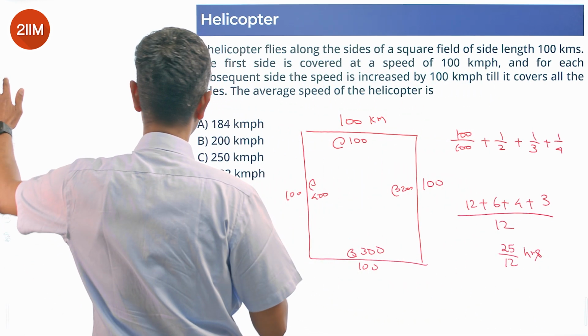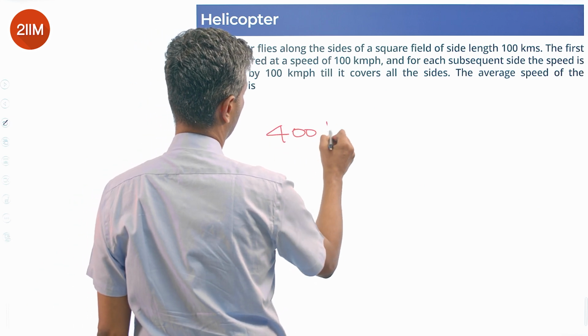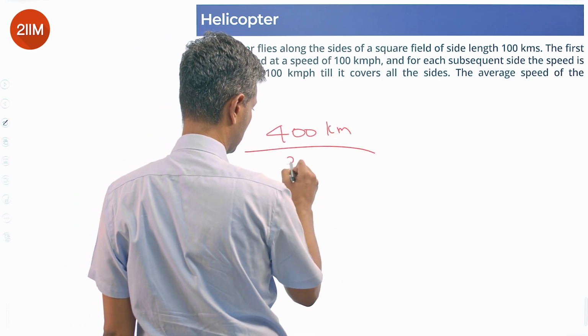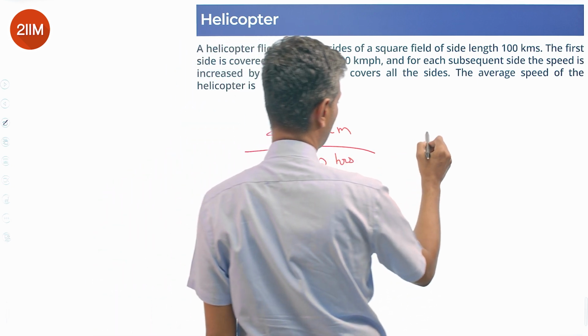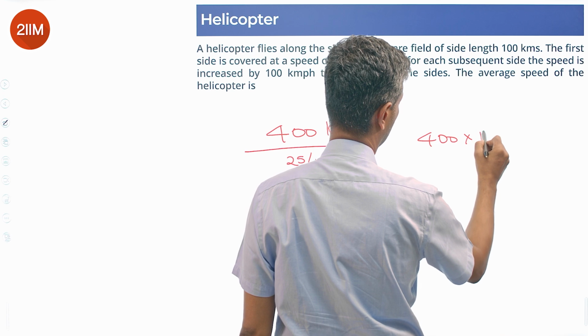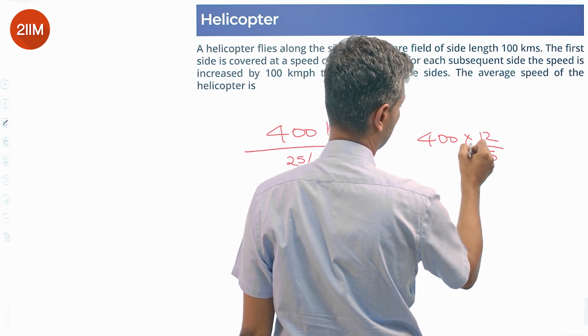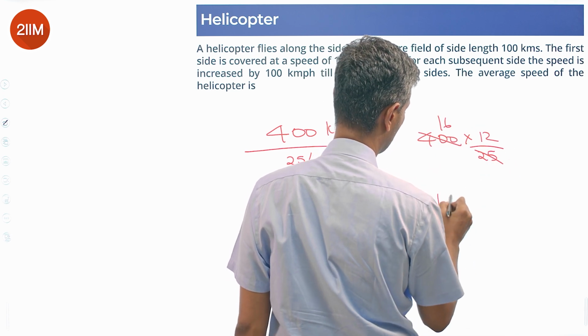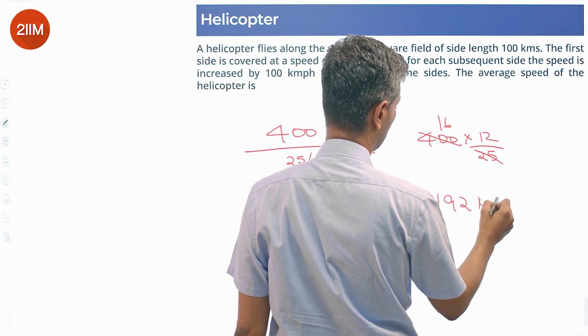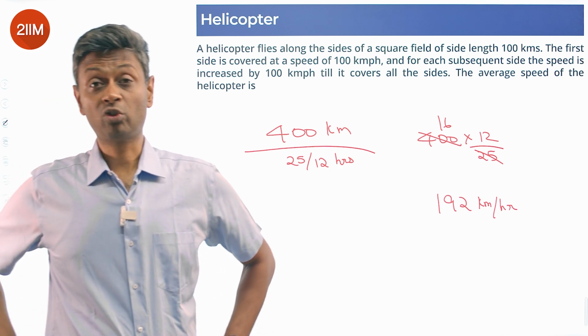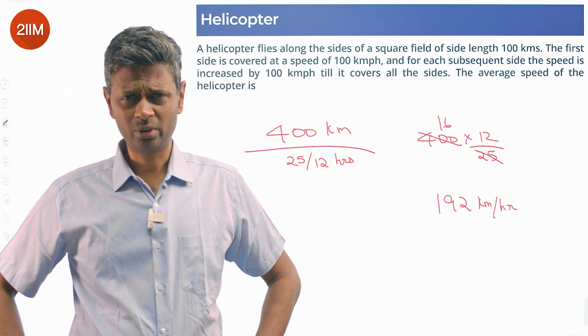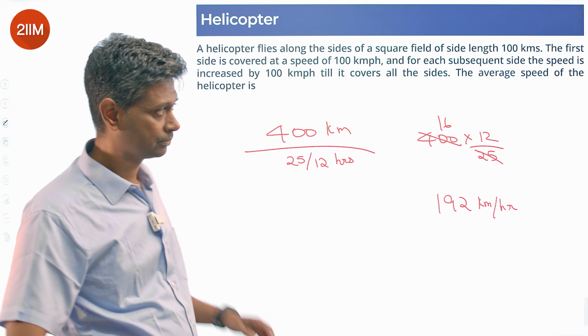Total distance traveled is 400 kilometers, traveled in 25 by 12 hours. Average speed will be 400 into 12 by 25. So 16 into 12, 192 kilometers per hour. Average speed is always total distance by total time. Find total distance, find total time, simplify it, you're done.